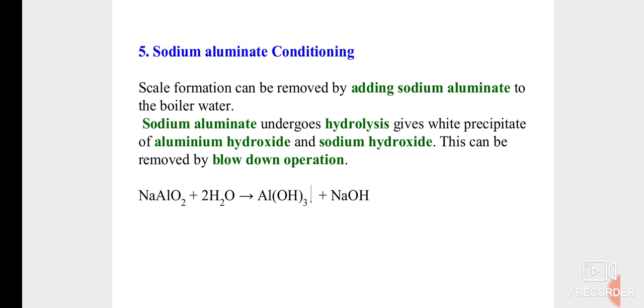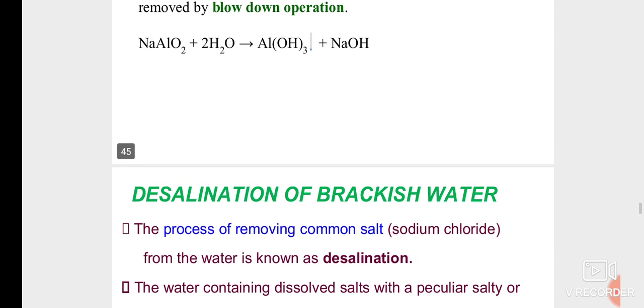Okay, so the sodium aluminate conditioning reaction: NaAlO2, that is sodium aluminate, reacts with the boiler water to form Al(OH)3, that is the aluminum trihydroxide precipitate, and NaOH.